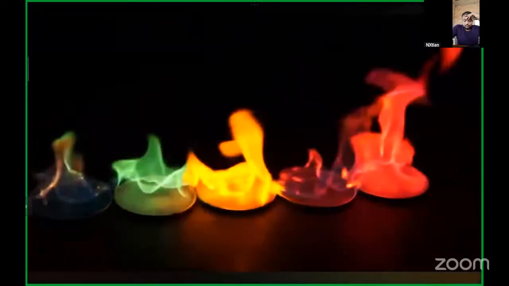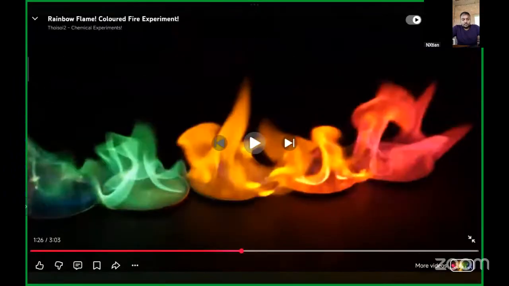Lithium chloride paints flame in such a rich carmine red color. Strontium chloride.